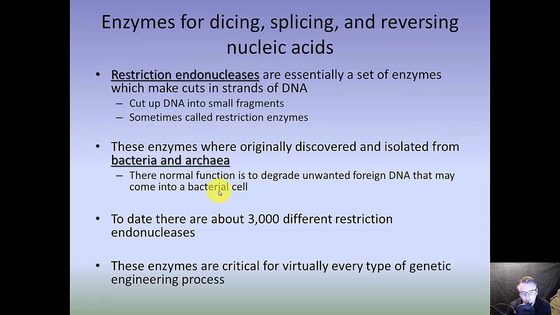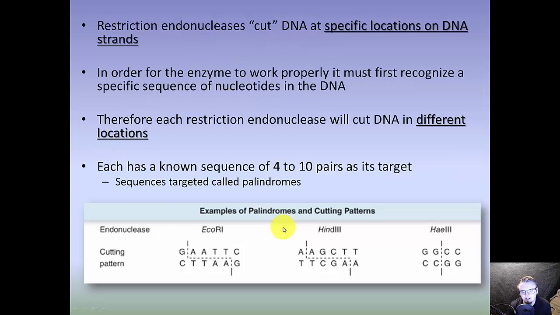Now, just to back up here, there's 3,000 different types. What's different about each one is where they cut the DNA. They cut at specific locations. So of these 3,000 different enzymes that all cut the DNA, what makes each different is the exact sequence. And what's interesting is they have specificity for nucleotide sequences. It's a very, very unique type of specificity.